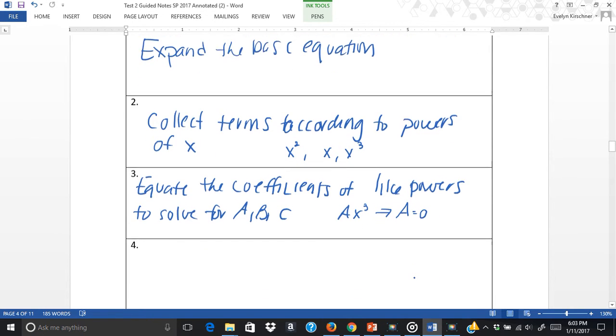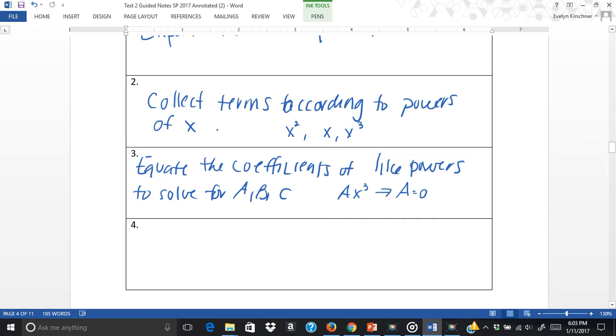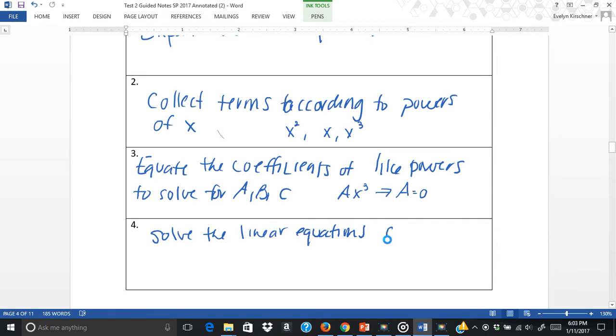So after we do that, we just solve linear equations. And then we're done. So that's sort of what we did. It's written down sort of step by step.